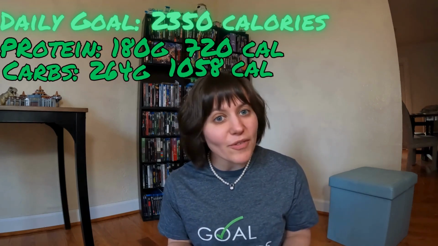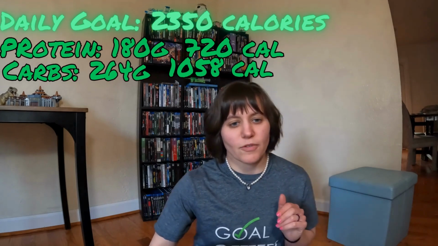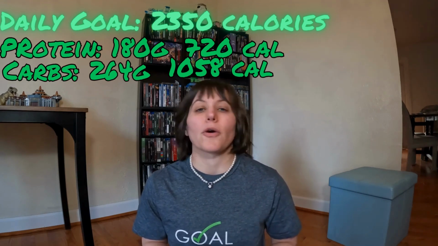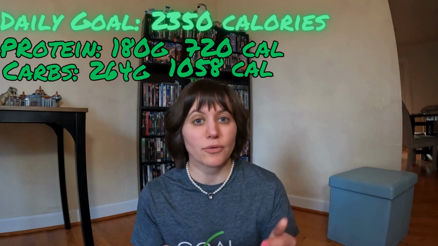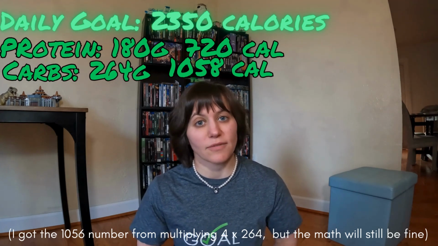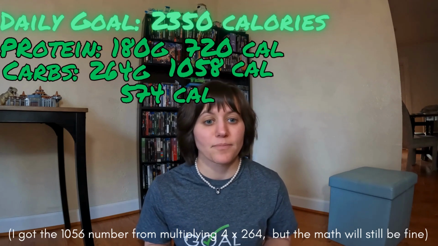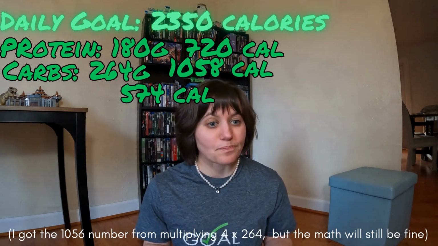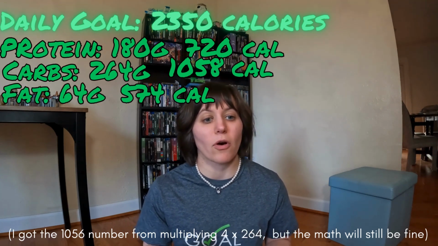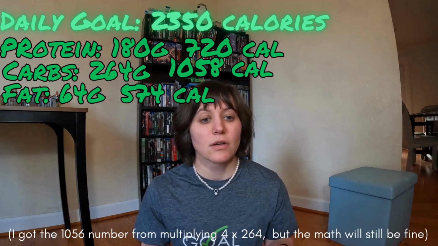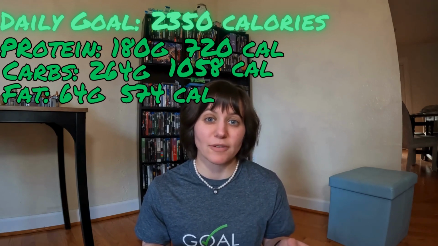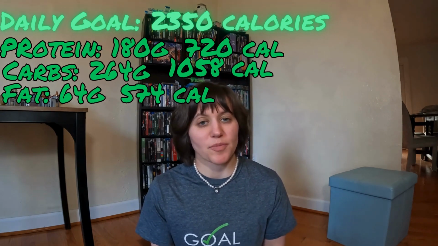So we can give him maybe a little bit more fat. It's not going to be much, just a fraction of a percentage, but you know what I'm saying. Whatever is left is fat. 2350 minus 1056 minus 720 is 574. That's how many calories he has left for fat. Fat is 9 calories per gram, so he would get about 64 grams of fat. So the total numbers are 2350 calories, 264 grams of carbs, 64 grams of fat, and 180 grams of protein.